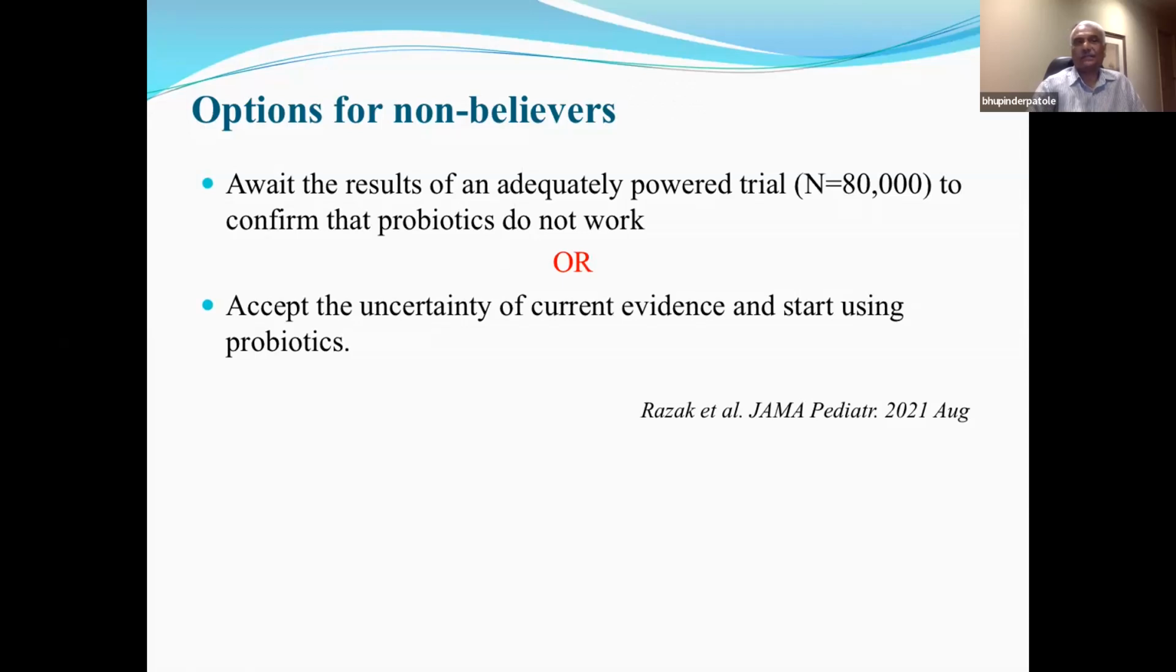Either you could stay as a purist and await the results of a so-called adequately powered trial, which will have 80,000 babies who are preterm, very low birth weight, to confirm that the probiotics don't work. Now, that's not going to happen in life based on the current data. So what are the other options? The second option is simple. Accept the uncertainty of current evidence and start using probiotics. This is what in clinical medicine we call learning to be comfortable with what is uncomfortable. So this is the nice conclusion of the current data.